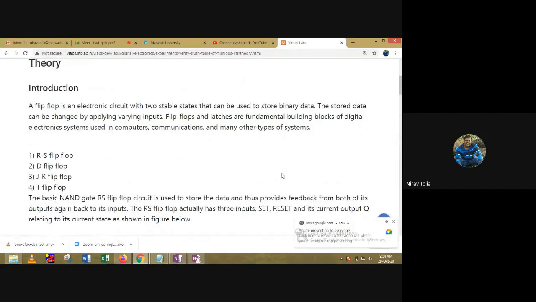So what is a flip flop? A flip flop is an electronic circuit with two stable states. As I already said in the last lab, we have two stable states, which are set and reset. Generally, no change and invalid are not considered stable states. So only two states are stable, which are known as the stable states: set and reset.